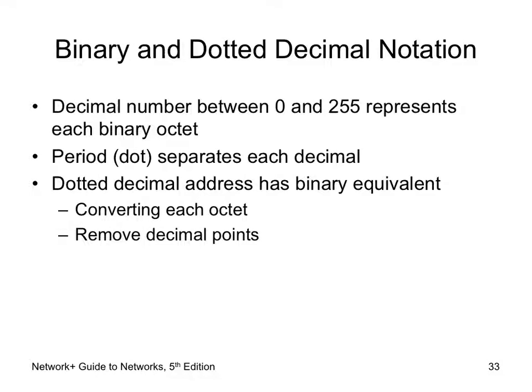So, binary and dotted decimal notation. What this means basically is that a dot operator in between each one of the octets separates the IP address. The dotted decimal address has a binary equivalent. Converting each to an octet and removing the decimal points, you can then take the entire 10.0.2.1 to one long binary IP address.